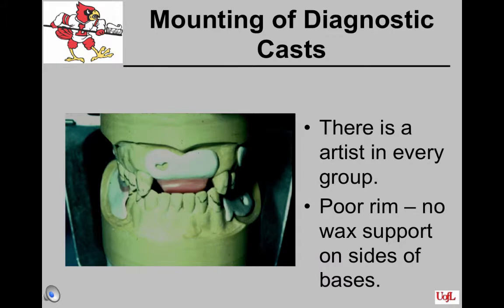Well, here we have a little bit of artistic talent coming out. This record base is really cute, but it's not very effective. You have a poor rim that doesn't have any support on the buccal or lingual surfaces of the record base. When this patient bites down, that rim may go flying either to the buccal or to the lingual without those supports from the rest of the record base.